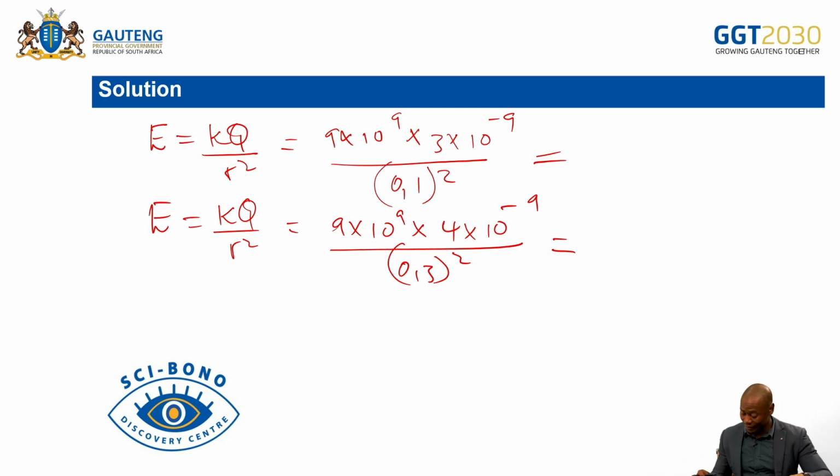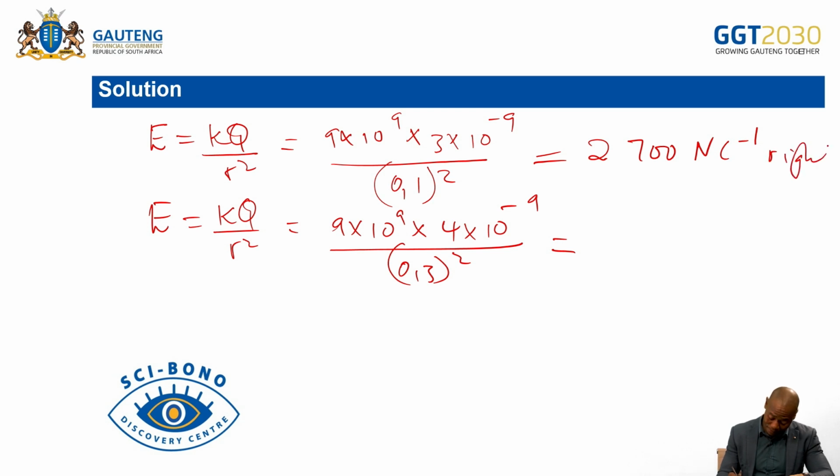We have 9 times 10 to the power 9, right? Multiply that by 3 times 10 to the power negative 9. Okay? Divide that by 0.1 squared. So here I'm having 2,700 what? Newtons per coulomb. In which direction? To the right.